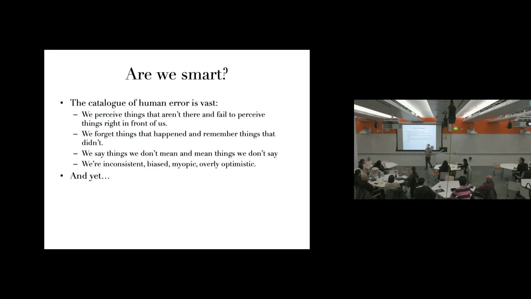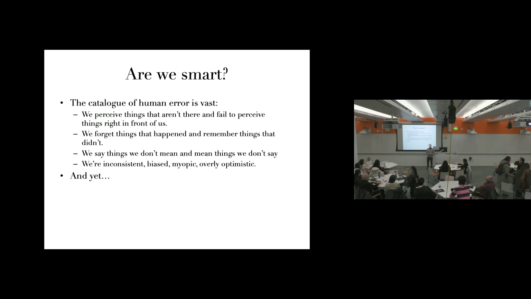So just to put a bit more detail on that, the catalog of human errors is vast. We perceive things that aren't there and fail to perceive things that are right in front of us. We forget things that happened and remember things that didn't. We say things we don't mean. We mean things we don't say. We're inconsistent, myopic, overly optimistic, biased, right?